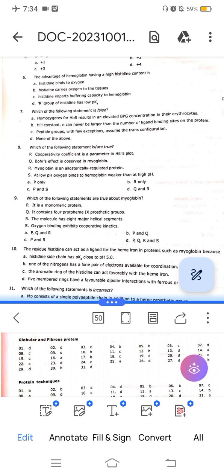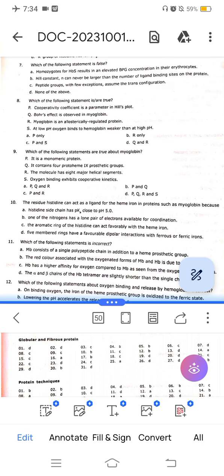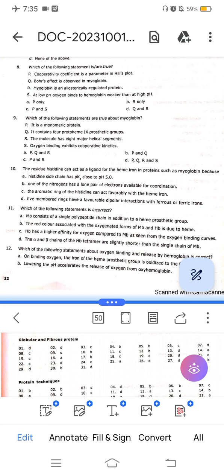And which of the following statements are true about myoglobin? Actually, the third one. That means C is correct. P and R are correct. So P, it is a monomeric protein. Myoglobin, monomeric protein. And R in the sense the molecule has 8 major helical segments. Then the residue histidine can act as a ligand for the heme iron in proteins such as myoglobin, because what is the reason? 10b. One of the nitrogens has a lone pair of electrons available for coordination.